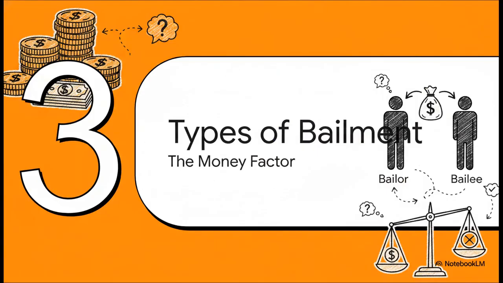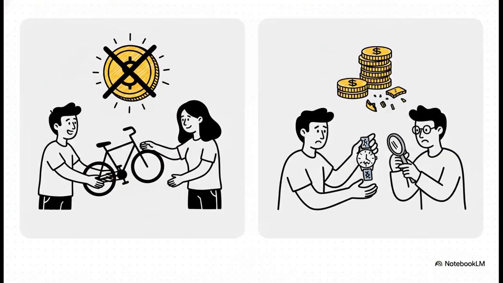All right, Part 3. Types of bailment contracts. The money factor. Let's explore how money changes the legal dynamics of these daily agreements. Whether cash is exchanging hands or not drastically alters your responsibilities. We can break this down into 2 categories: gratuitous and non-gratuitous. Gratuitous means completely free of charge. You lend a bicycle to a friend, no money is involved, a free favor. Non-gratuitous, however, means both parties are getting some sort of benefit, usually a service for money.